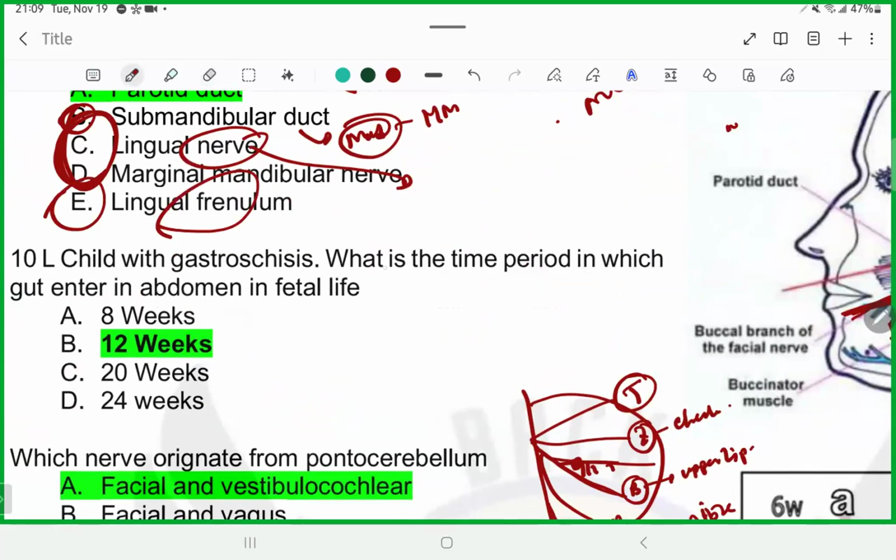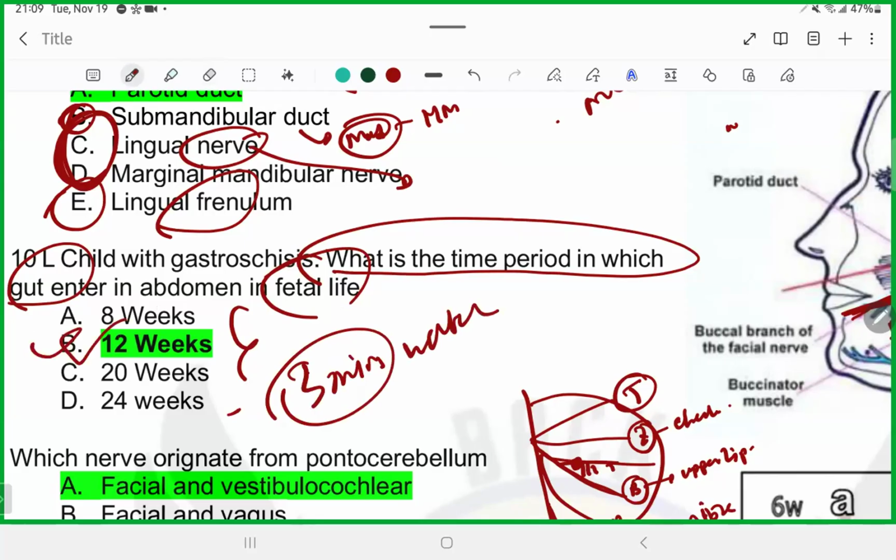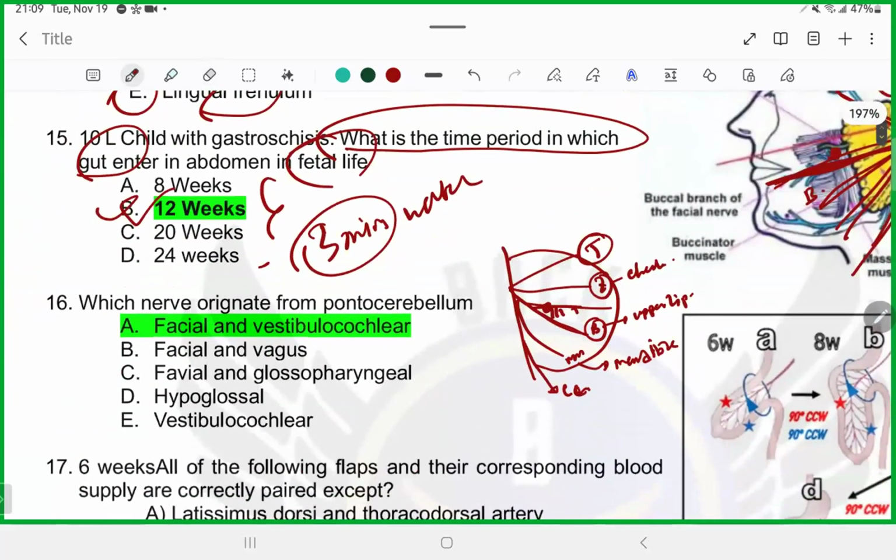Child with gastroparesis, and what's the time period in which the gut enters the abdomen in fetal life? Watch our gut rotation video. We have a little 3-minute video of gut rotation, and it is a very beautiful video. Just watch it. It will help because they ask about all milestones, all the weeks. What happens in which week?